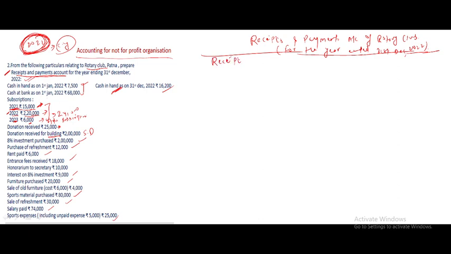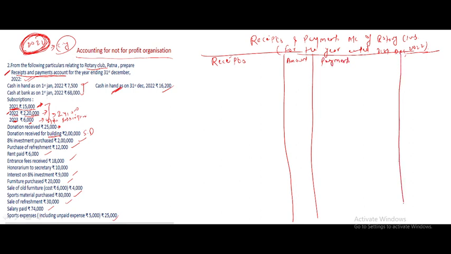Okay, in the receipts and payment account there are 4 columns. On the left hand side, receipts and amount; on the right, payments and amount. On the debit side all receipts are recorded, and on the credit side all payments are recorded. The left hand side is the debit side and the right hand side is the credit side.